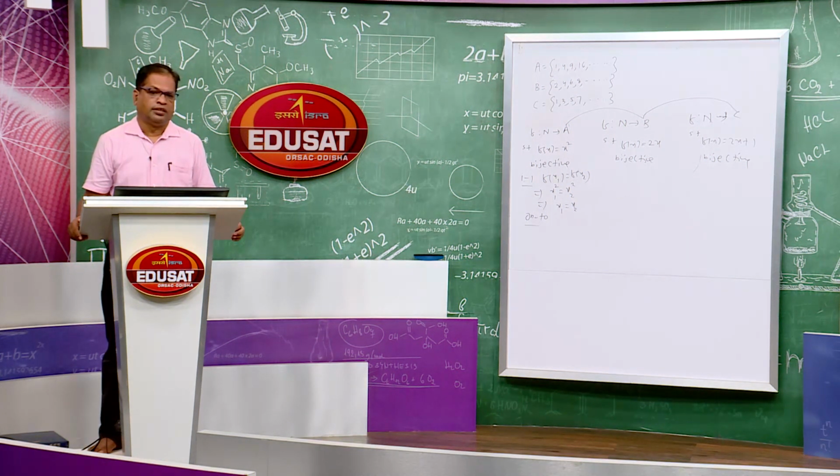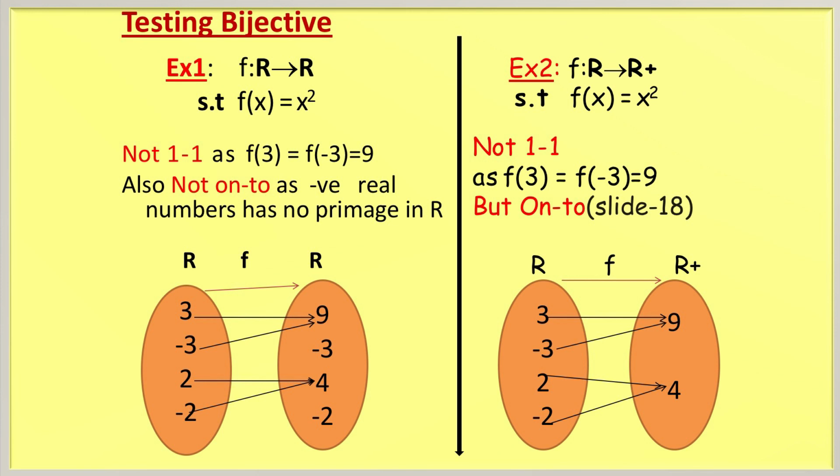In example 1, f is a function from R to R such that f(x) is equal to x square. You see the picture. 3 square is 9, minus 3 square is also 9. So, this cannot be 1-1, this is many-1. So, this is a many-1 function, that means not 1-1. Also, this is not onto, because the function is from real numbers to real numbers, so there are negative elements in the codomain set which are not related. So, the function is also not onto, or you can say minus 3 does not have a pre-image.